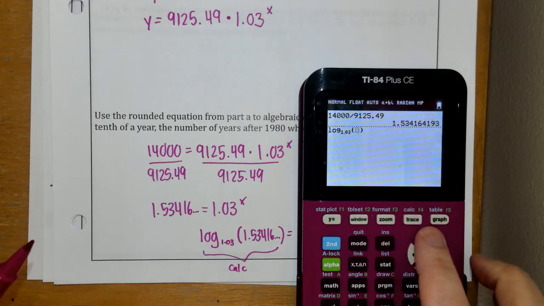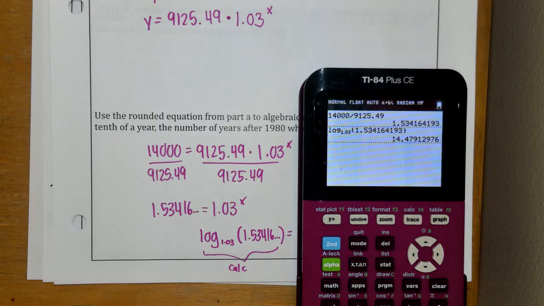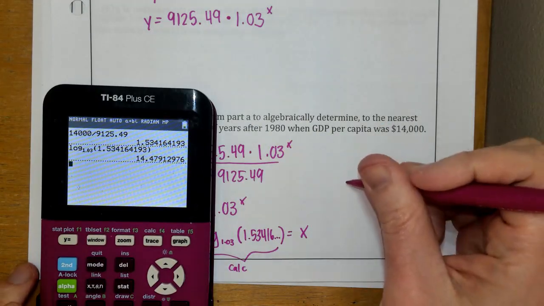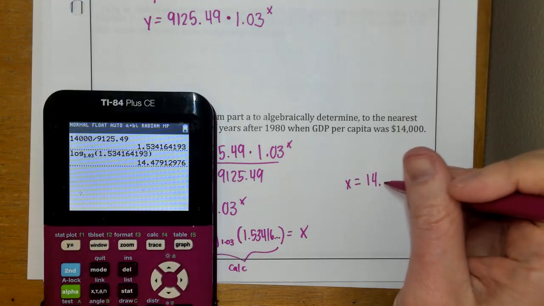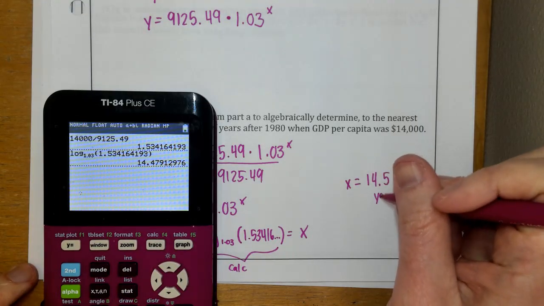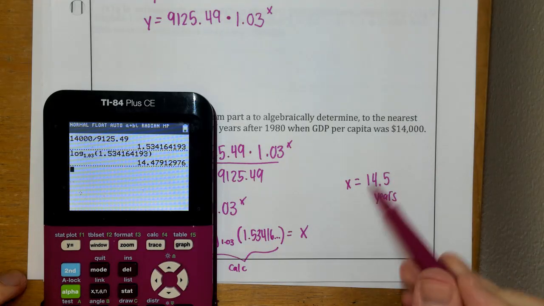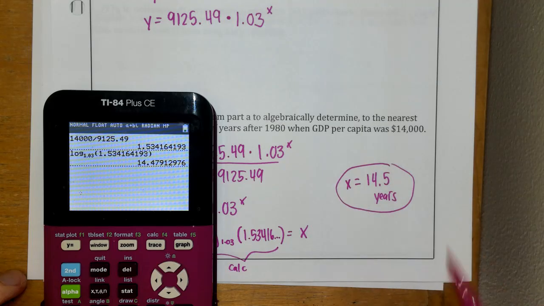The parentheses is that number. So I'm going to put it right there. I'm going to hit enter. So the answer worked out to be x is equal to 14. It says round to the nearest tenth of a year, 14.5 years. So this question was asking, how many years after 1980 will the GDP per capita be 14,000? And the answer is 14.5 years.